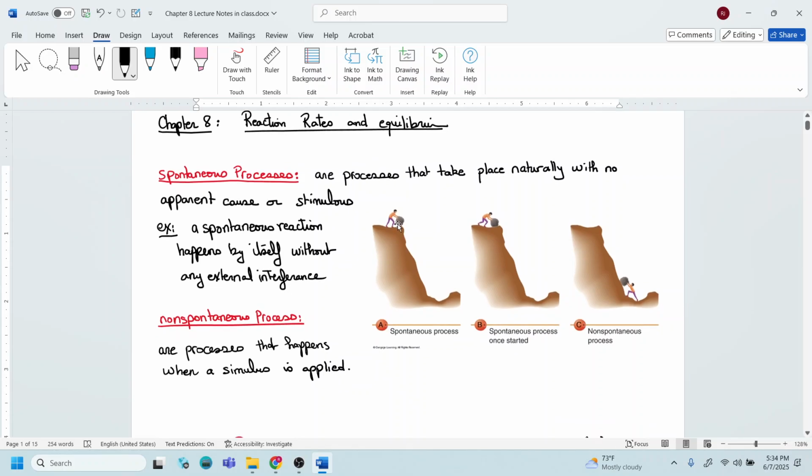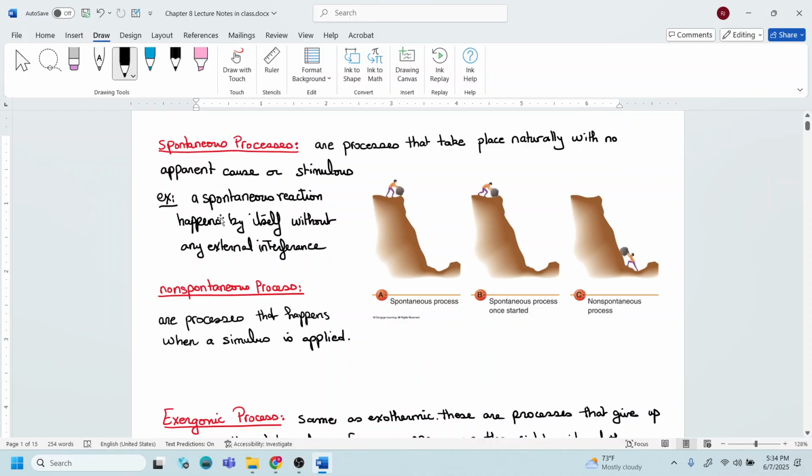So for example, for the rock to go down the hill, the process is going to be spontaneous. It's normal to roll down and reach the bottom. However, for the rock to go up the hill, it needs force. The process is going to be non-spontaneous. It's not natural for the rock to climb without any force. So if we want to relate this to a reaction, we would say a spontaneous reaction is a reaction that happens by itself without any external interference.